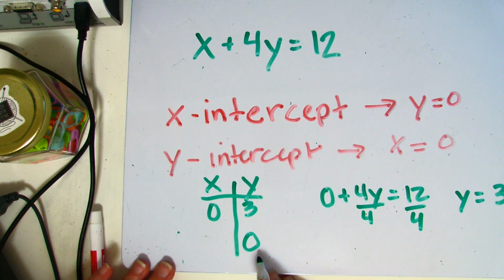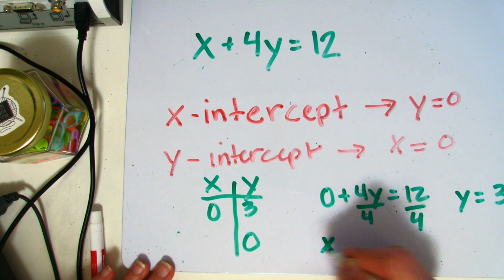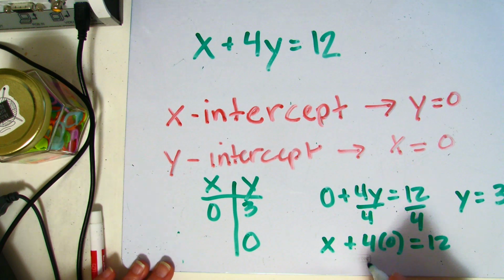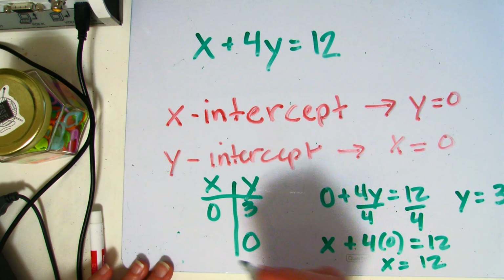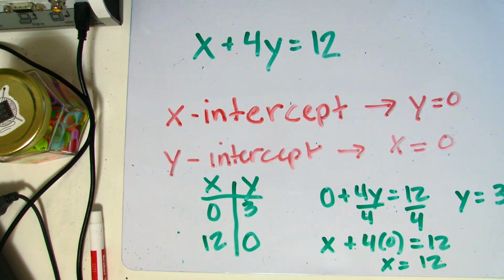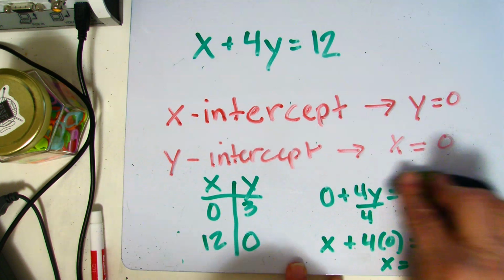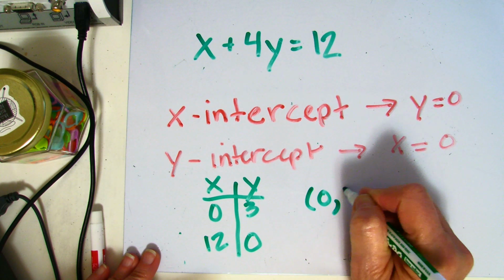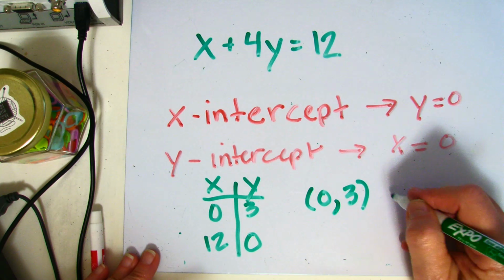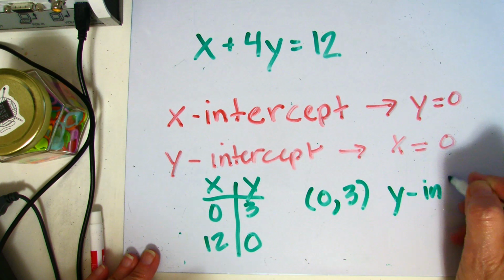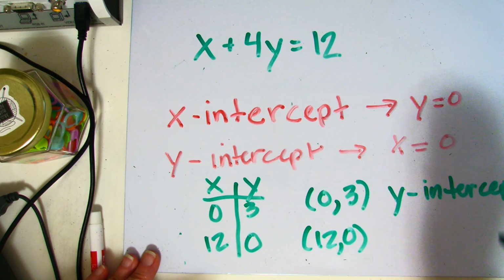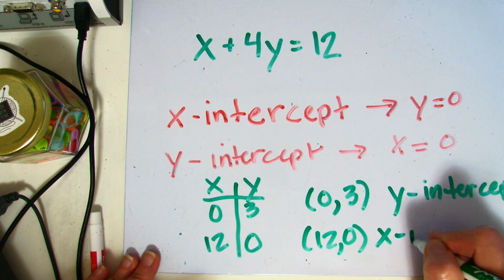For this one, y is going to be equal to 0. So x plus 4 times 0, does that equal 12? That's going to be 4 times 0 is 0, so x equals 12. By doing this, I've now created two of the intercept points that I need. 0, 3 is going to be an example of the y-intercept. 12, 0 is going to be an example of the x-intercept.